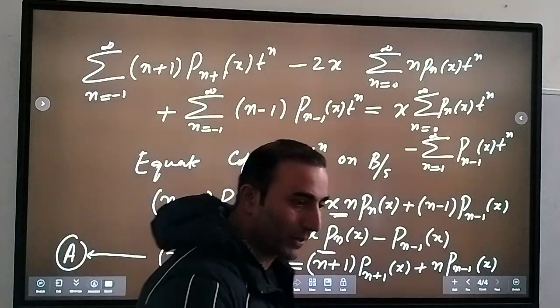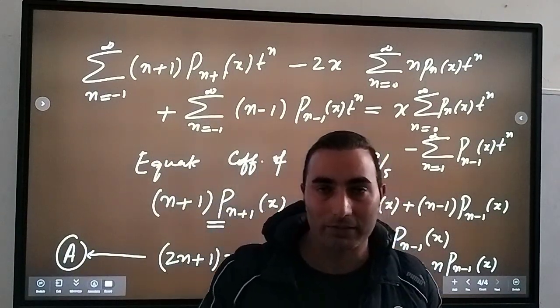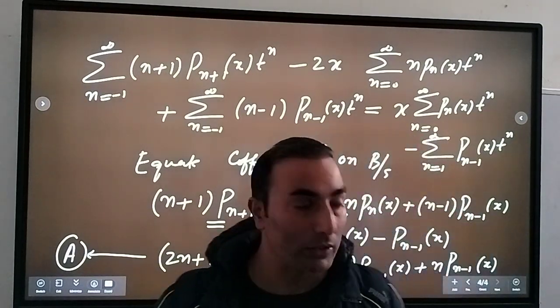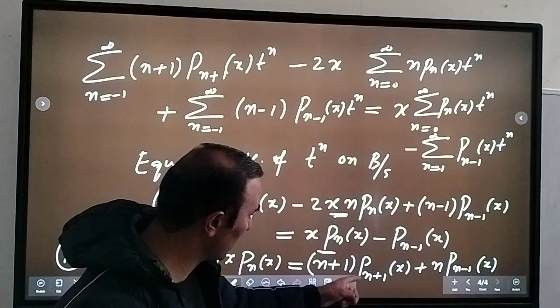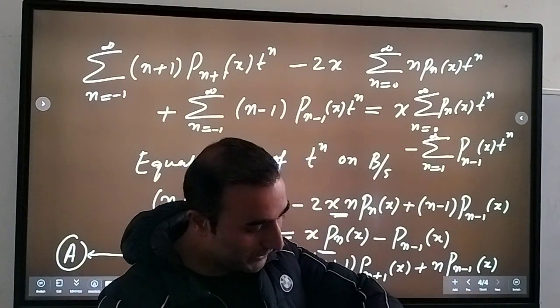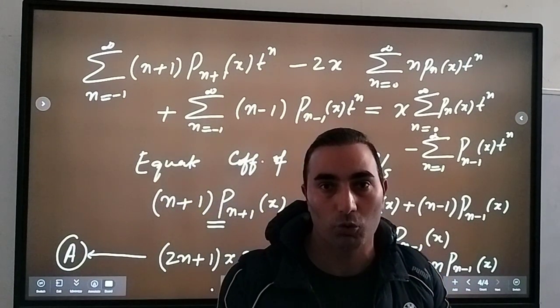Because take the different values of n. This is basically the relation between, because if you put n equal to 0 here, you will get that P0 of x will be equal to P1 of x and P minus 1 of x. So that means this is simply the relation between the different coefficients of these Legendre polynomials.